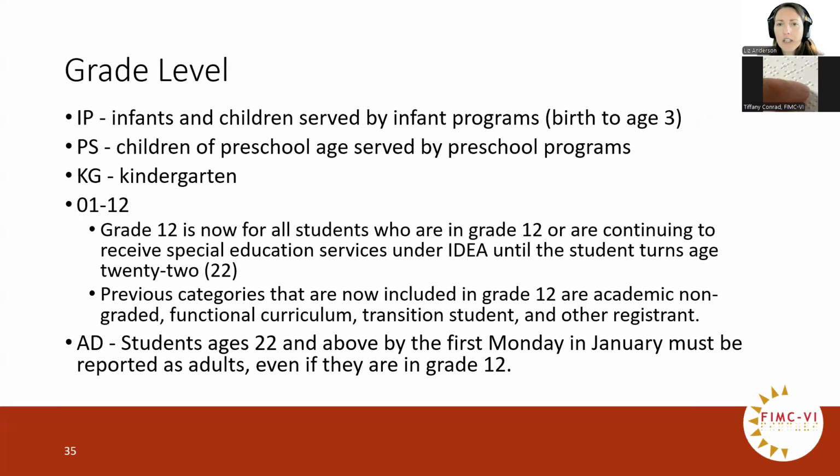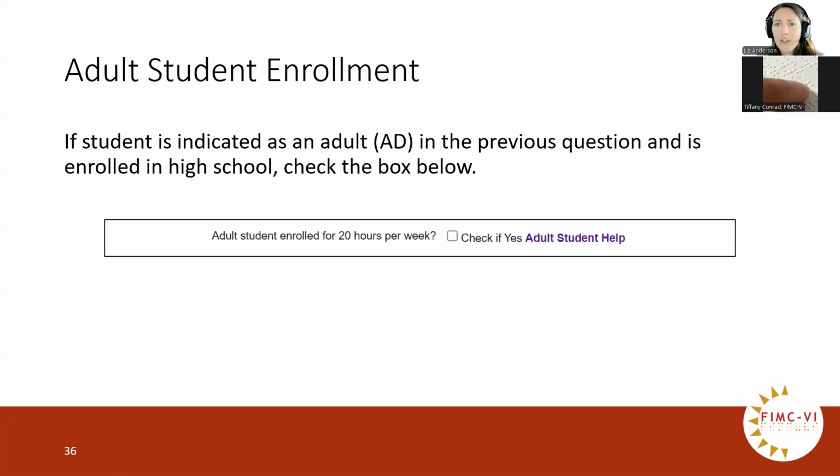The caveat is that if this is a student in grade 12 and they're age 22 and above by the first Monday in January, which will be January 6th, they must be reported as adults, even if they're in grade 12. So those students who have been continuing in high school, if they're age 22 as of January 6th, you must report them as adults. There is a box that you check for the adult students. You're just going to check that. That's kind of a holdover, I think, from APH, but we're just doing that to help confirm to them that this is an adult student.